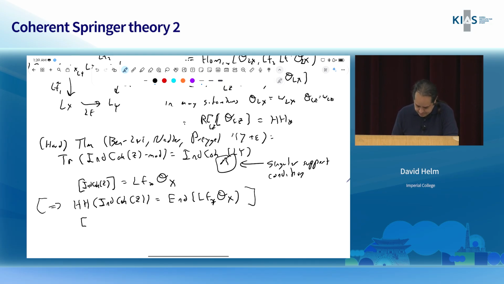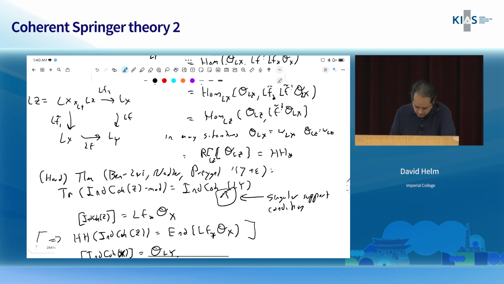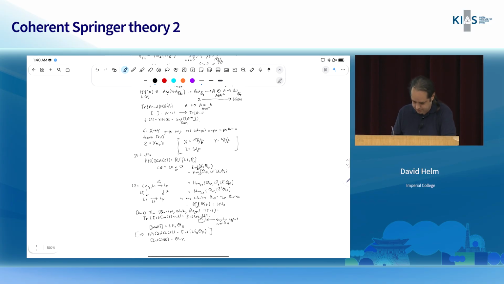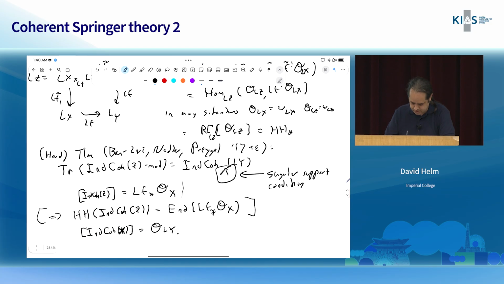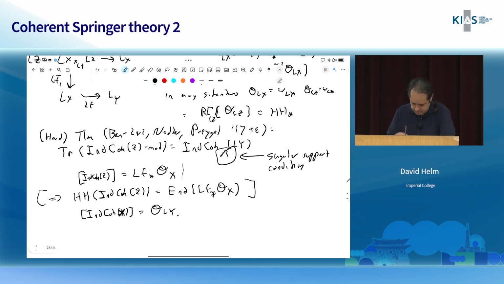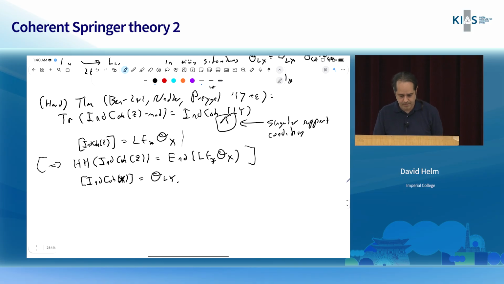And I'm still not done with the statement of the theorem. The last thing they show is that the standard representation, in other words, you can consider INDCO of Y as an INDCO of Z module via this convolution action. And the trace of that just turns out to be OLY. You don't have a convolution structure on Y, but you do have a convolution structure on INDCO of X, and its categorical trace is OLY.